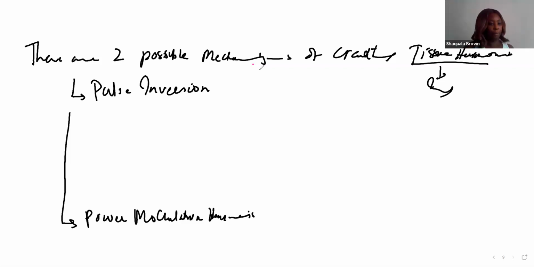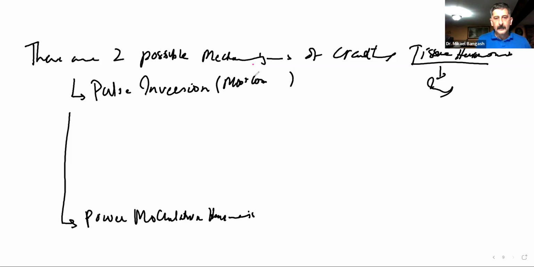Yeah. Now, when we talk about which of these two systems is the most common, most systems will use pulse inversion to create your tissue harmonic images. Pulse inversion is the one that is most commonly used.